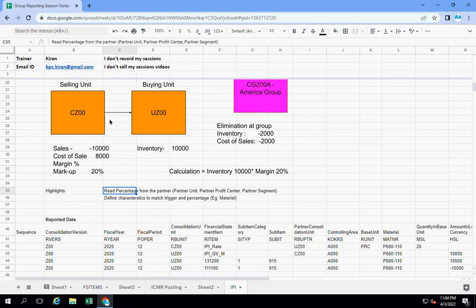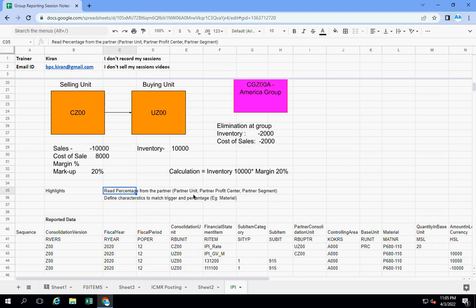When Canada is selling to the US, the margin I need to eliminate from this particular inventory, which is in US books. But the markup percentage is maintained by the Canada selling unit. That's why we need to take the inventory value from the US, but the percentage markup we have to read from the partner unit. That's why: read percentage from the partner unit.